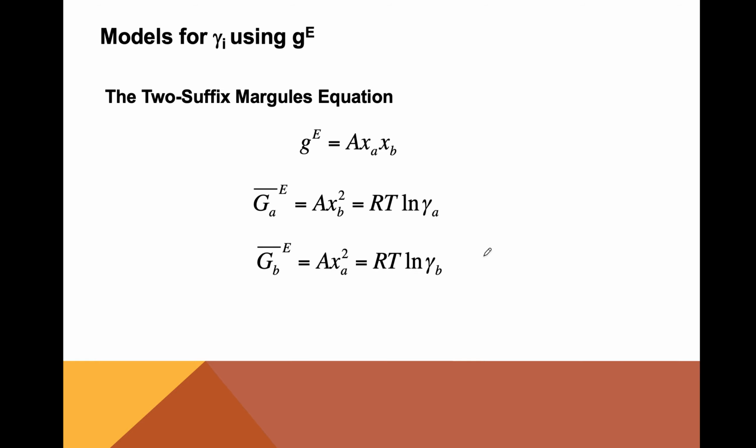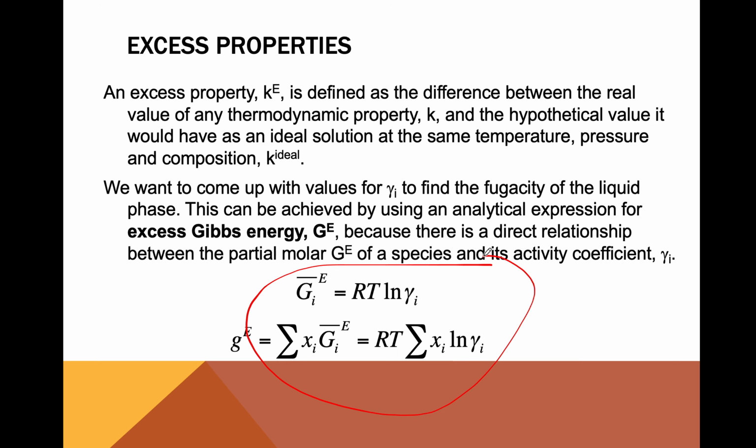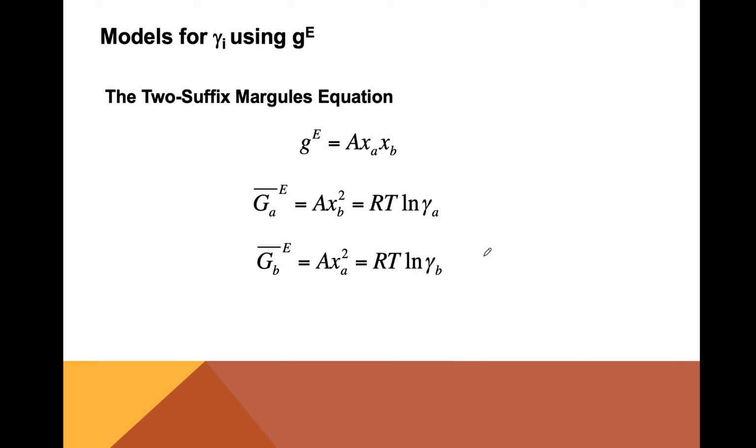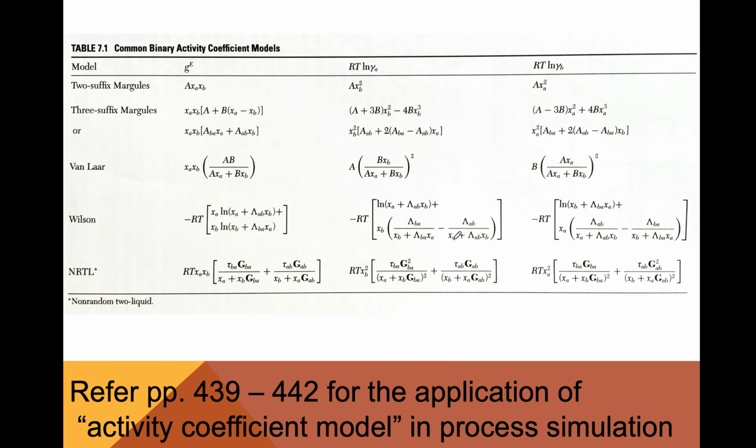Models for using the excess properties, the excess Gibbs energy. So this one begins with the two-suffix Margules equations. After several derivations, we get this one, and then these are the list of common binary activity coefficient models. So you can refer to what kind of model is mentioned. For example, if the question asks you to come up with several models, then we can try to adapt it.